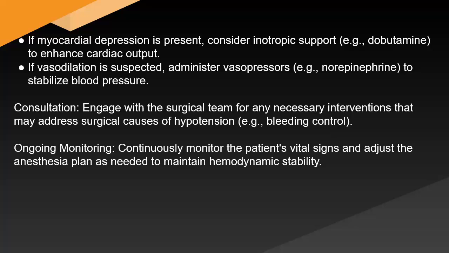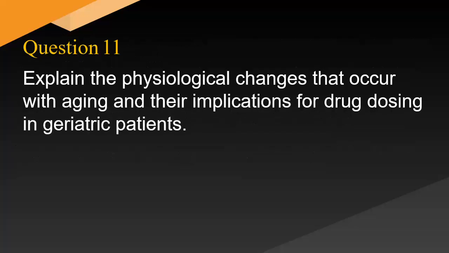Consultation. Engage with the surgical team for any necessary interventions that may address surgical causes of hypotension, e.g. bleeding control. Ongoing monitoring. Continuously monitor the patient's vital signs and adjust the anesthesia plan as needed to maintain hemodynamic stability. Explain the physiological changes that occur with aging and their implications for drug dosing in geriatric patients.